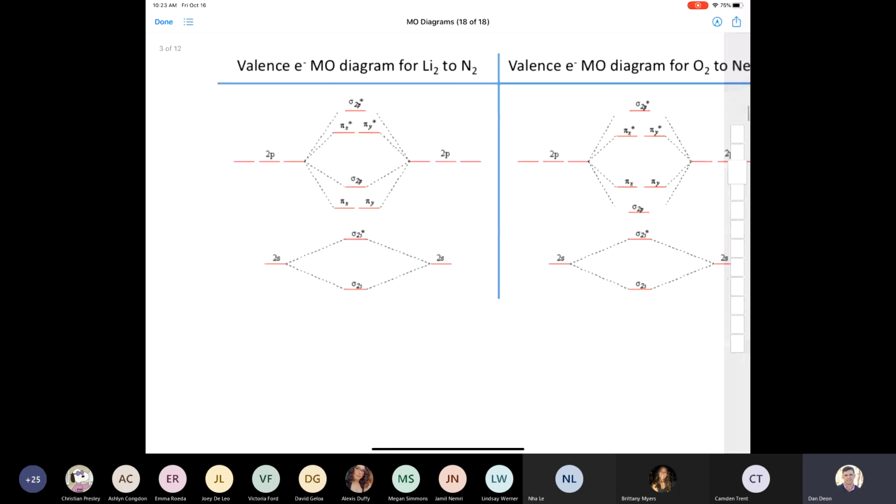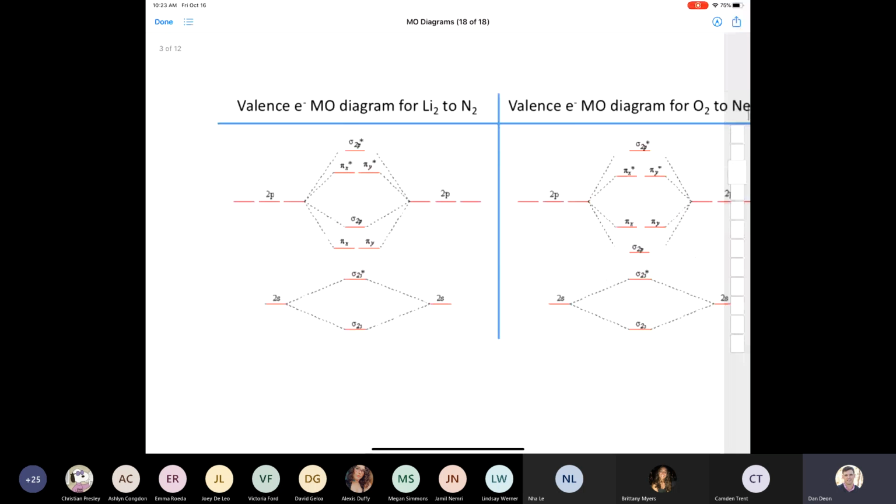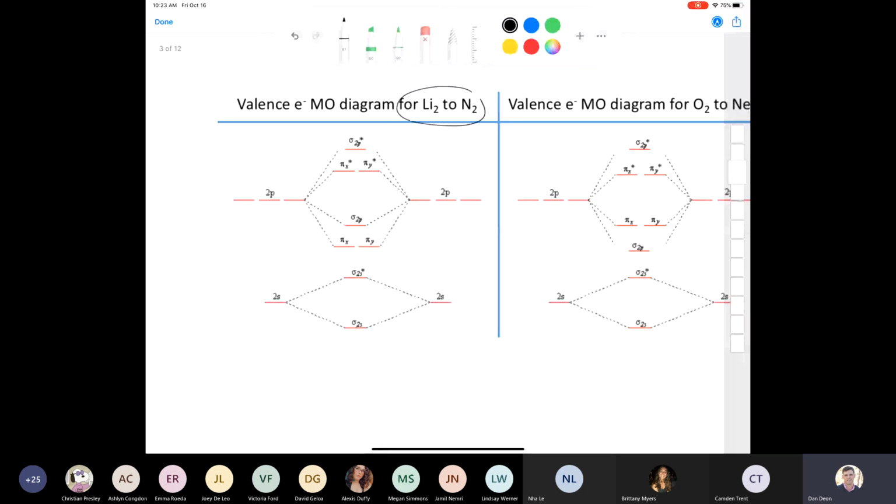Nitrogen, N2. Remember, the diagram that I'm using is the one that considers orbital mixing. And so I used this one here, from dilithium to dinitrogen. So for N2, I've got a total of 10 valence electrons. Let's start filling up. 1, 2, 3, 4, 5, 6, 7, 8, 9, 10.